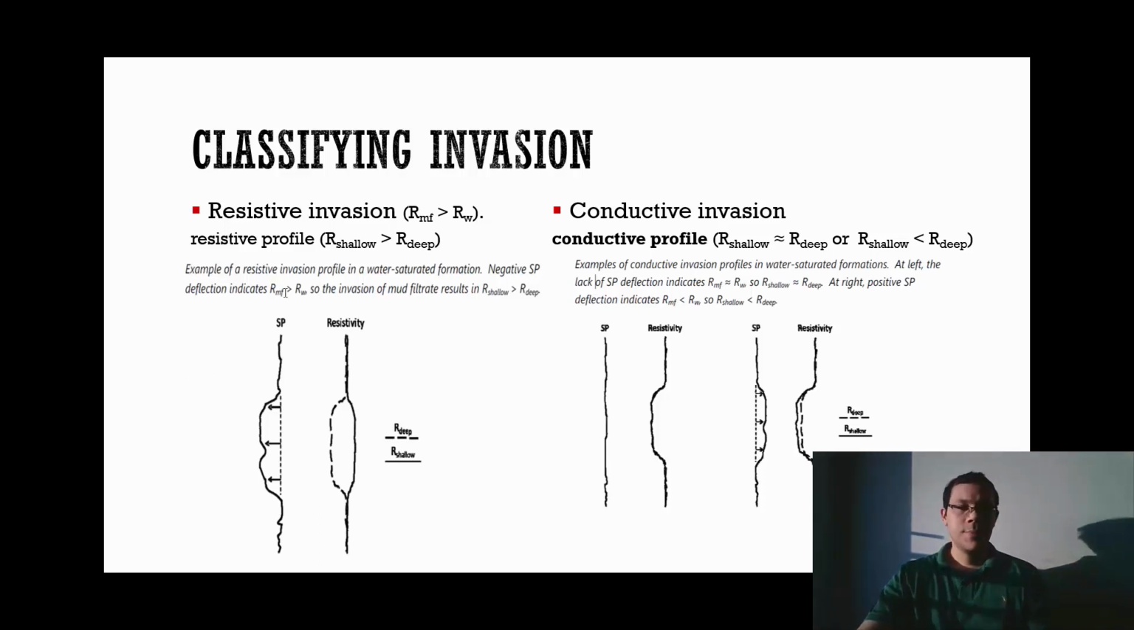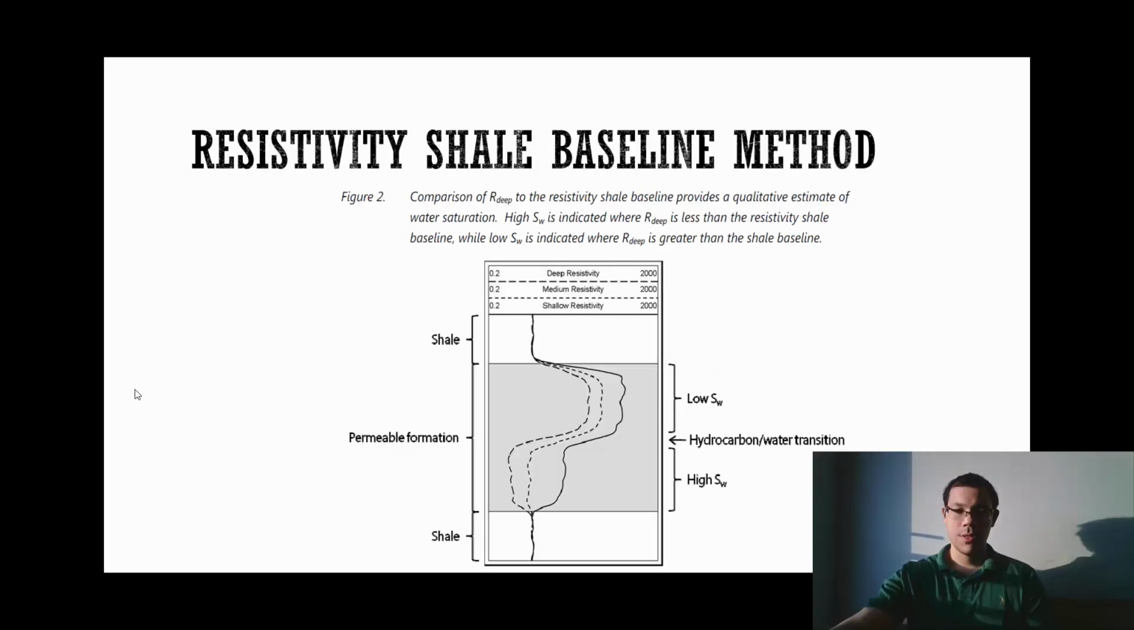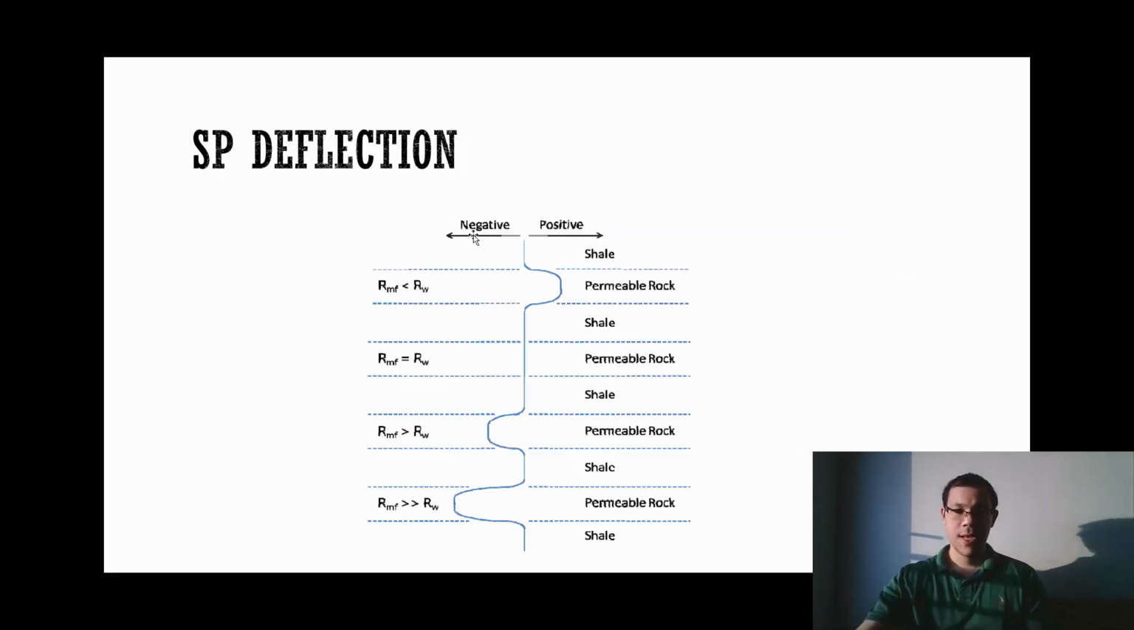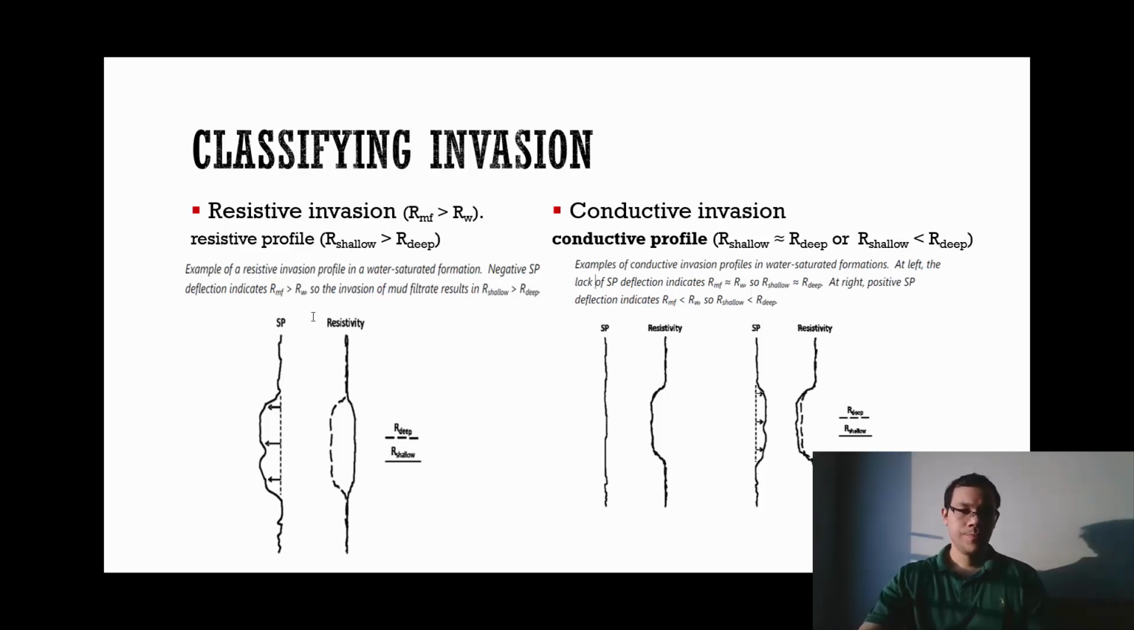So, example of a resistive invasion profile in water saturated formation: negative SP deflection indicates that the resistivity of the mud filtrate is bigger than the formation water resistivity. We saw that on this graph. For negative deflection, this is the scenario, right? So the invasion of mud filtrate results in your shallow resistivity being greater than your deep resistivity.